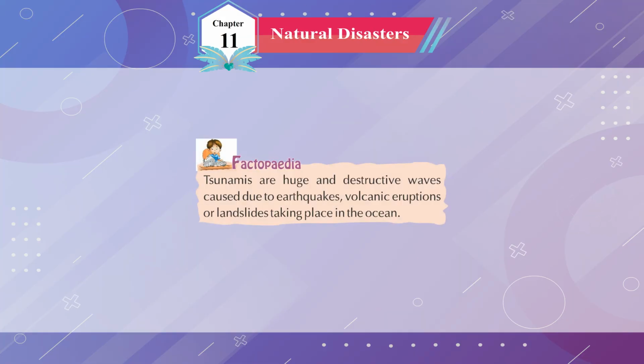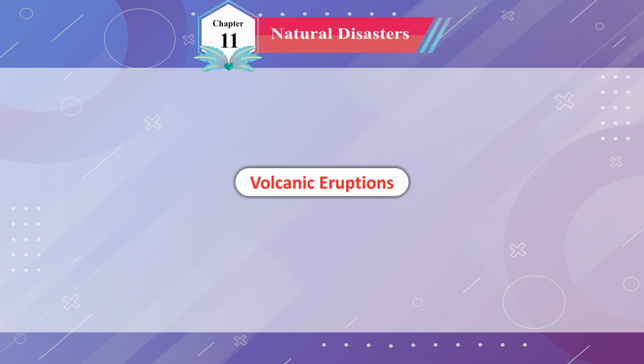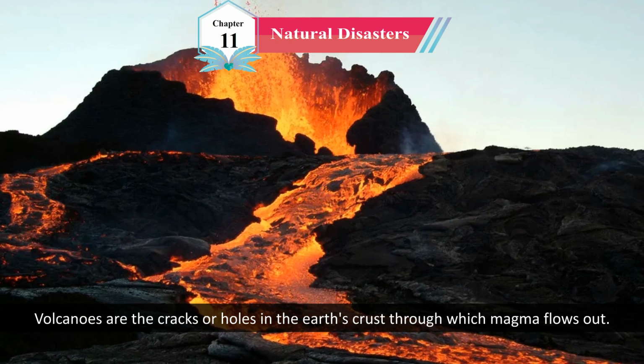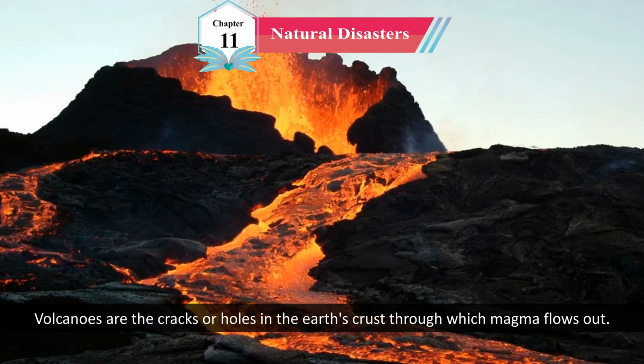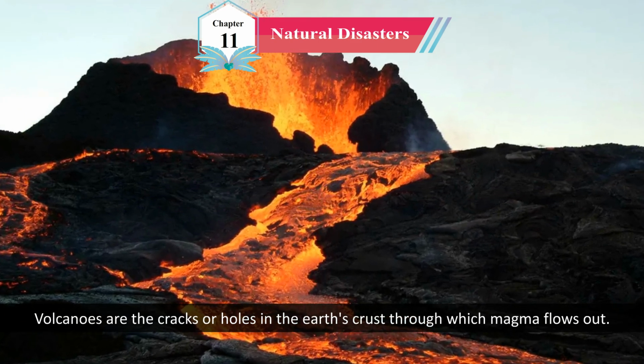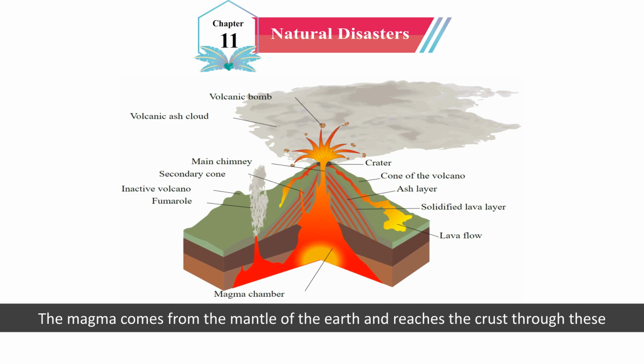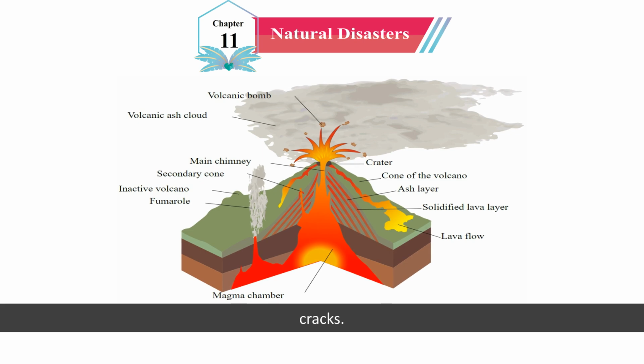Factopedia. Tsunamis are huge and destructive waves caused due to earthquakes, volcanic eruptions, or landslides taking place in the ocean. Volcanic eruptions. Volcanoes are the cracks or holes in the Earth's crust through which magma flows out. The magma comes from the mantle of the Earth and reaches the crust through these cracks.